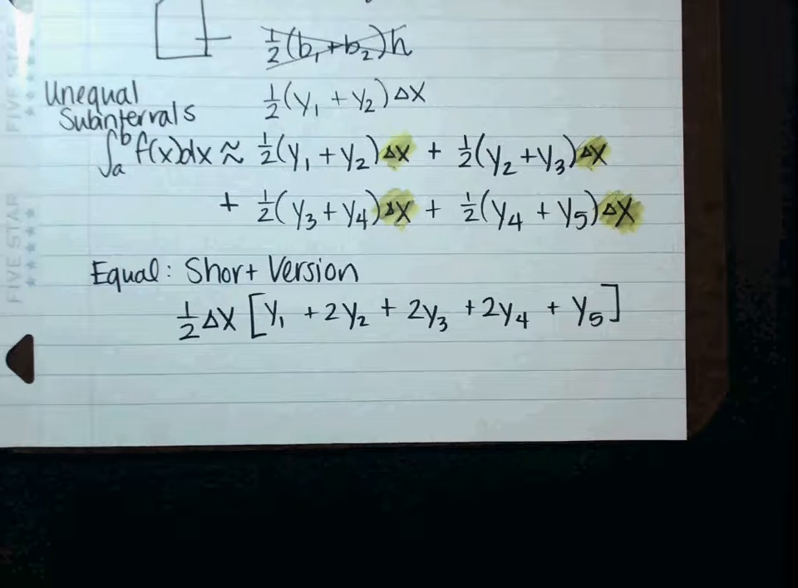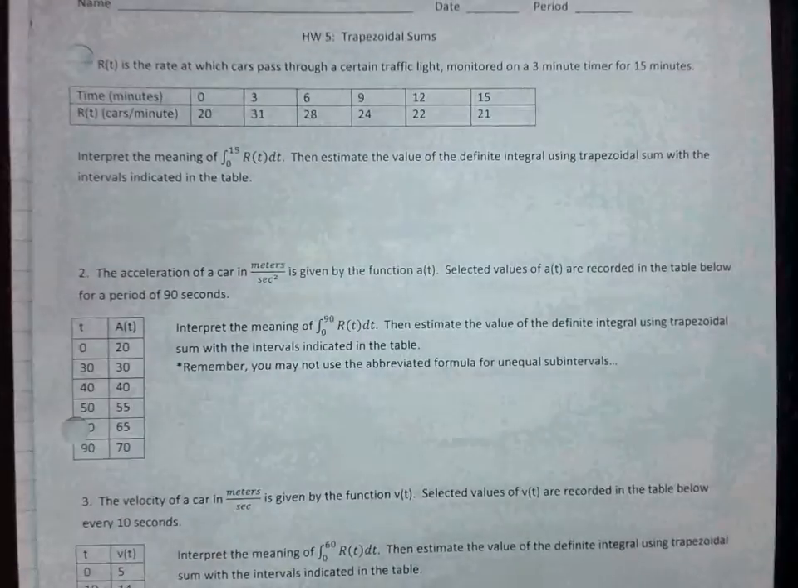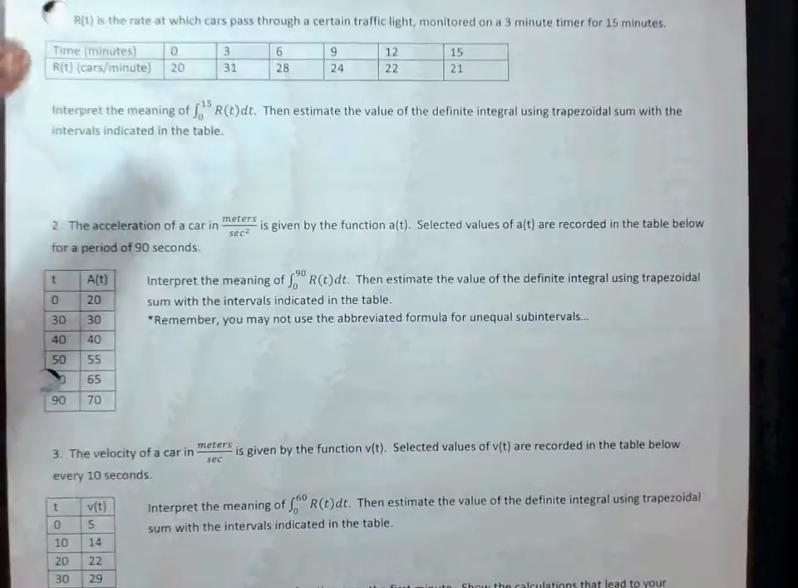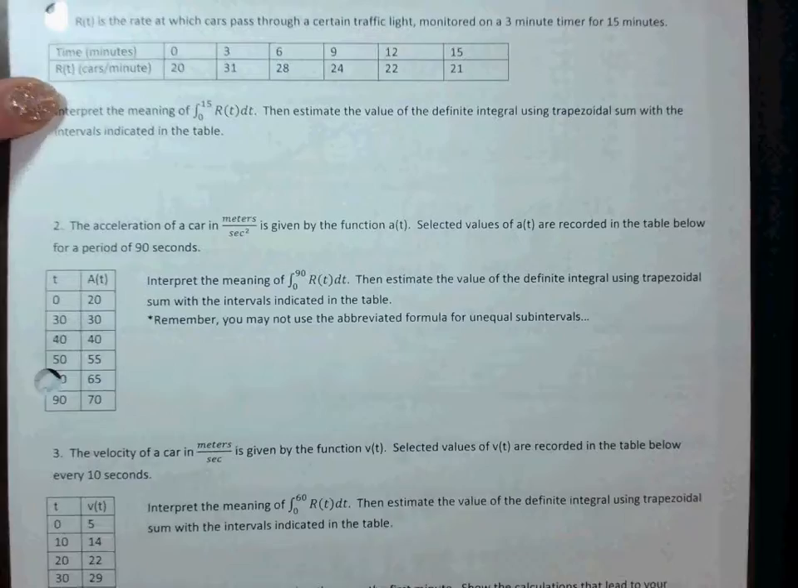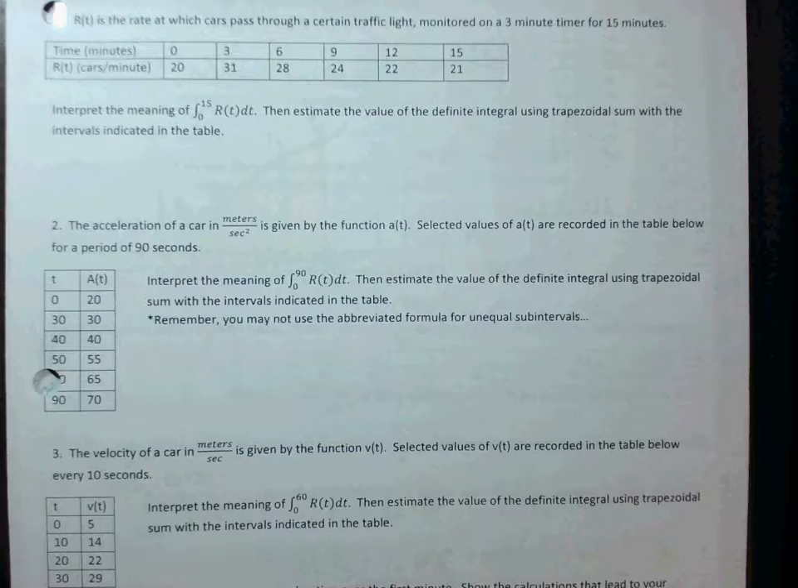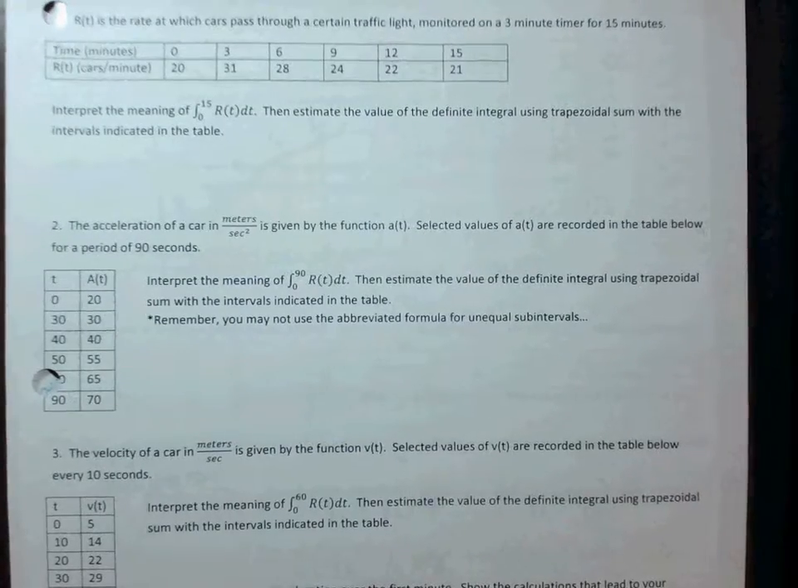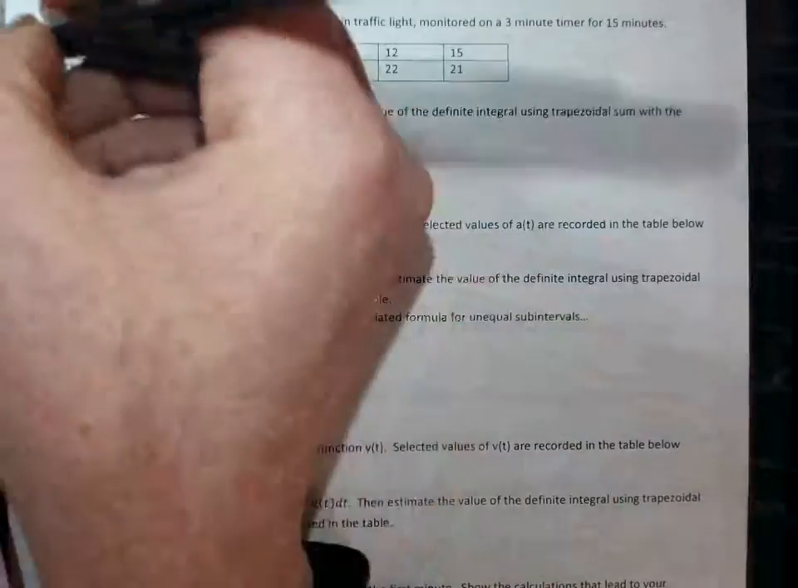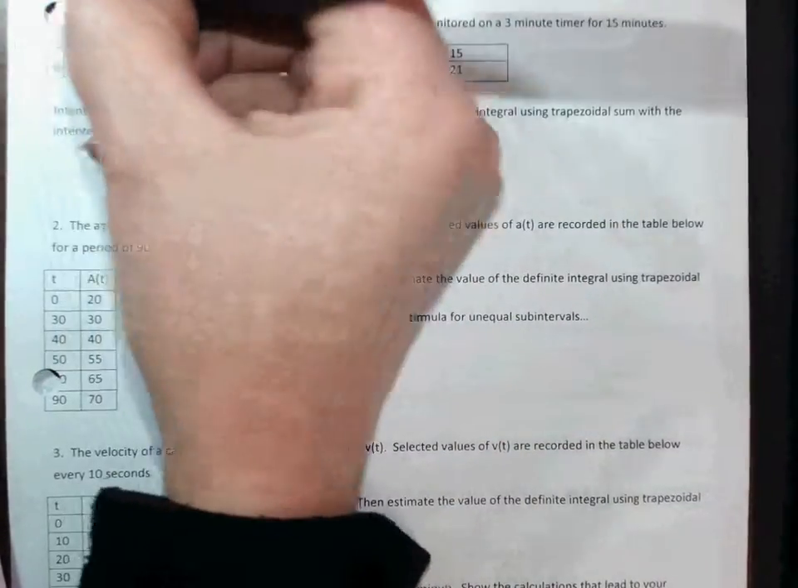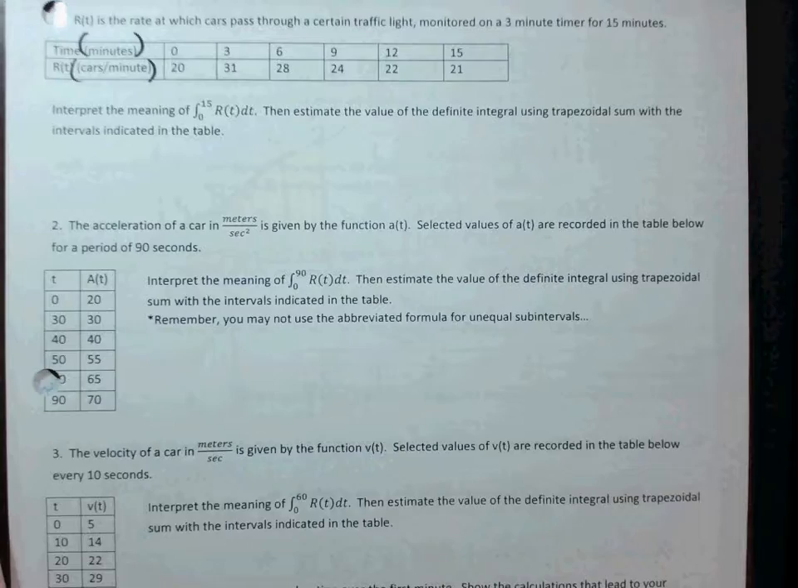So number 1 on your homework says R of t is the rate at which cars pass through a certain light monitored on a 3-minute timer for 15 minutes. Then, what is R of t measured in? Cars per minute. What's time measured in? Minutes. So the first thing that it says is interpret the meaning of the integral. We talked about yesterday, you multiply the units together. So if this is in cars per minute and this is in minutes, when I multiply those together, what do I get? Good, cars. You'd have cars per minute times minutes. That would be cars.